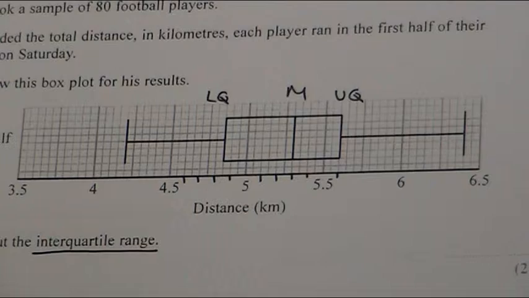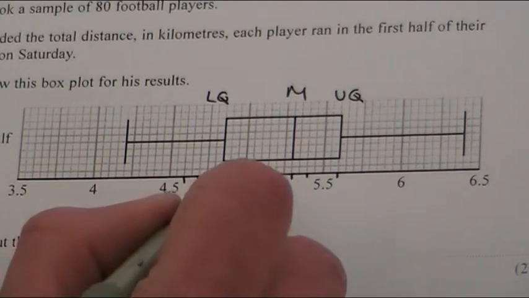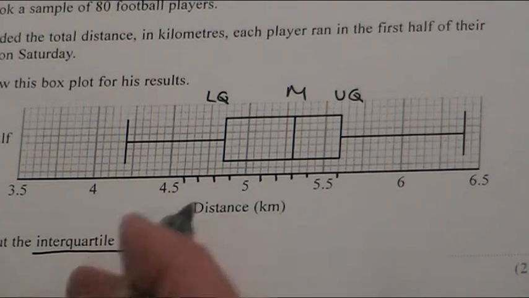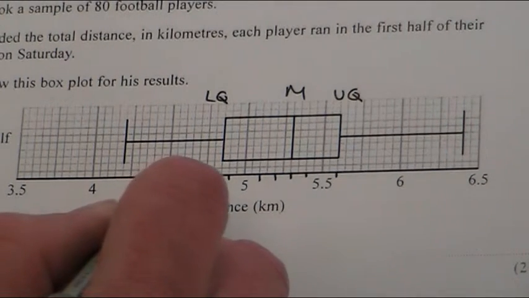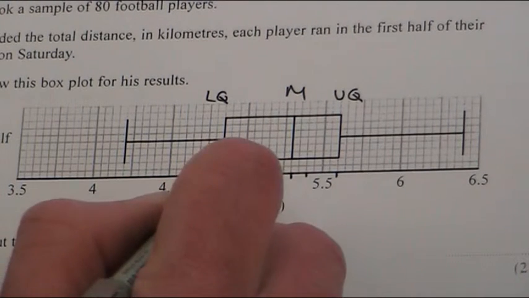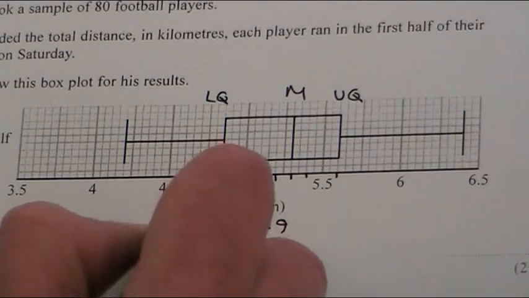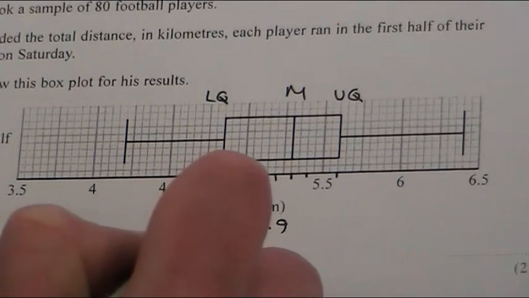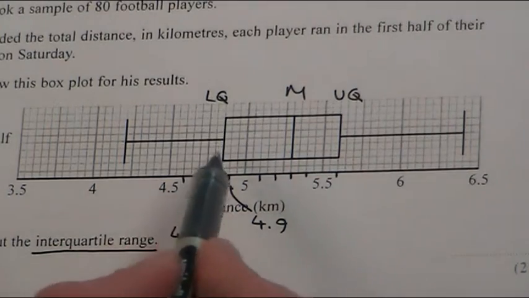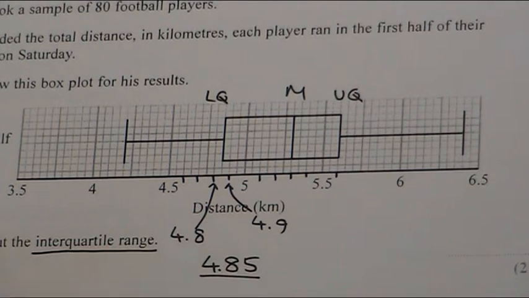So the scale on this one is pretty nasty. This is 4.5 and this is 5, and I've added in these little extra marks here to help me. So I know that's 4.6, 4.7, 4.8, 4.9 and 5. So this one is 4.9 and this one is 4.8. So this actual line here, the lower quartile, is smack bang in the middle at 4.85.